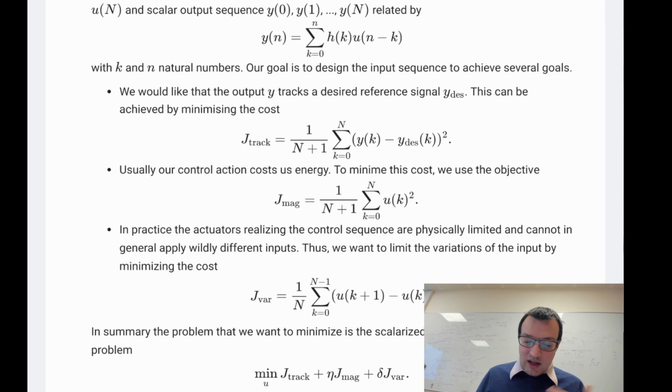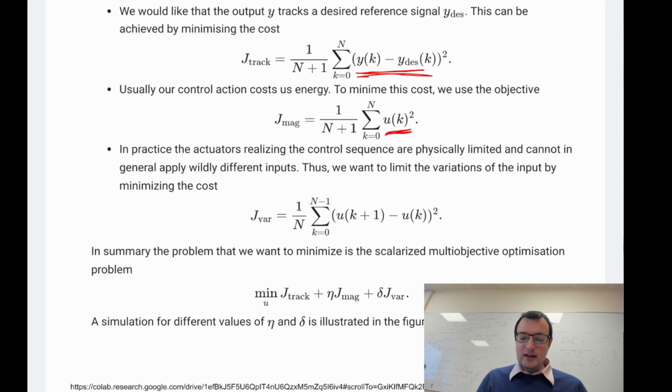Well, we want to definitely weight, for each instant of time, the difference between your output and the desired output, and we weight this using an L2 norm, okay? But we don't want to do just that. We also want to minimize the energy that we use to achieve this objective. And so this means that we want to minimize the square of U.